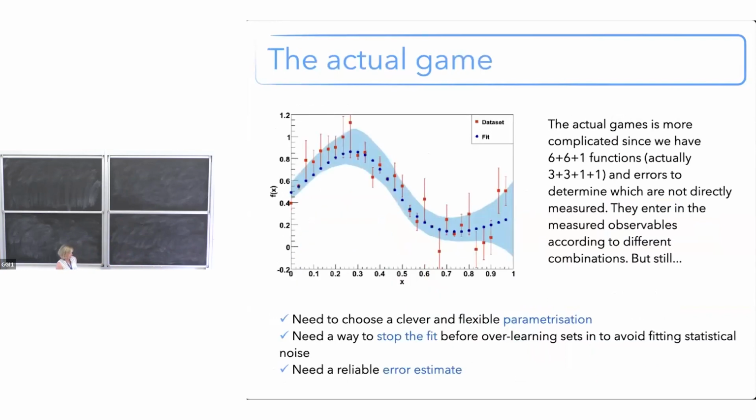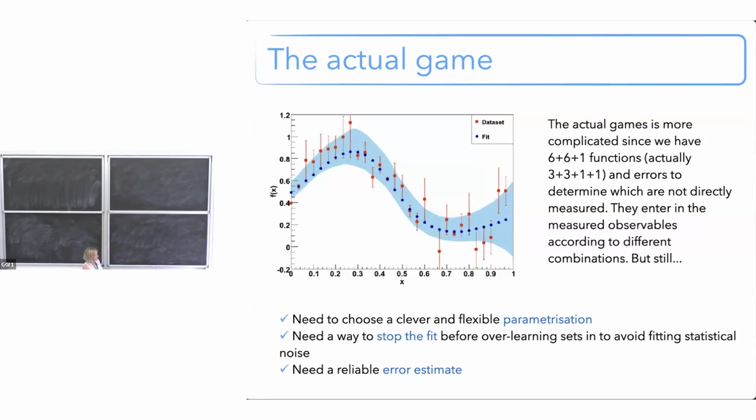So the actual game is more complicated in that this was just a toy model, just an example to show that, already at this level, there are some problems that arise. And the actual game is that what you want to fit is not 6 functions, actually 3 plus 3 plus 1, depending on how many flavors you parameterize at the initial scale and the gluon. And the errors to determine quantities that are not directly measured. You never measure exactly the function, you measure combinations of functions.